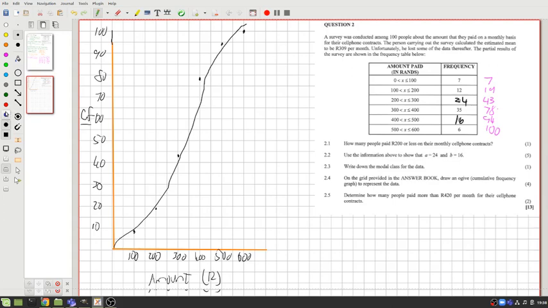Now 2.5, they ask us, determine how many people paid more than R420 per month for their cell phone contracts. Okay, so that is by using this graph that we just drew. We can't use the tables to find out something about 420 because we only know the grouped data there. Nothing about exactly at 420.